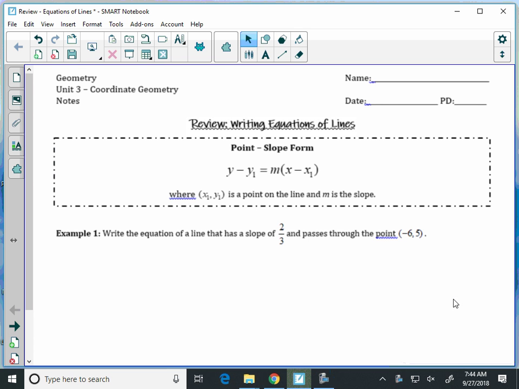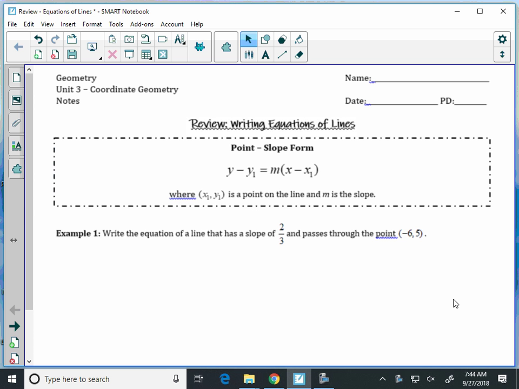Again, you should have seen in Algebra 1, is point-slope form. And is written as this. y minus y1 is equal to m times x minus x1, where x1, y1 is a point on the line, and m is the slope. Okay?